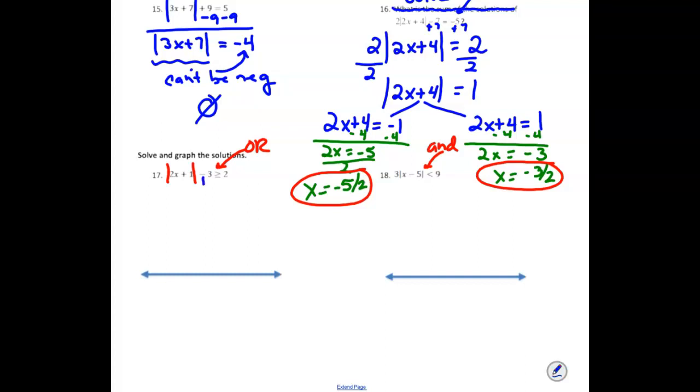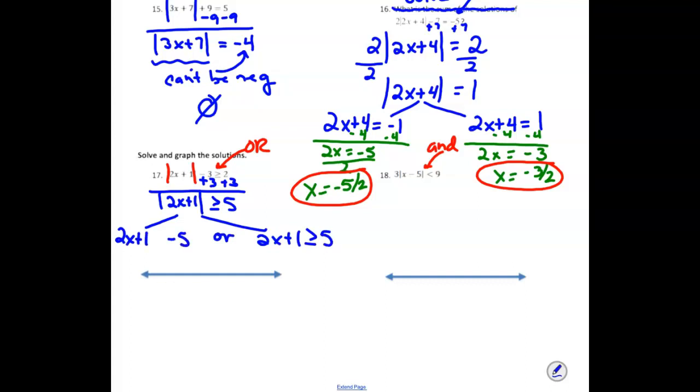First thing I would do on number 17 would be to add the 3. Now I have the absolute value of 2x plus 1 is greater than or equal to 5. I can break out of jail here, but greater means I need 2 separate statements. So 2x plus 1 could be greater than or equal to 5, or 2x plus 1, when I change it to being a -5, remember we have to flip the inequality. So 2x plus 1 could be less than or equal to -5. We're trying to go farther away from 0.